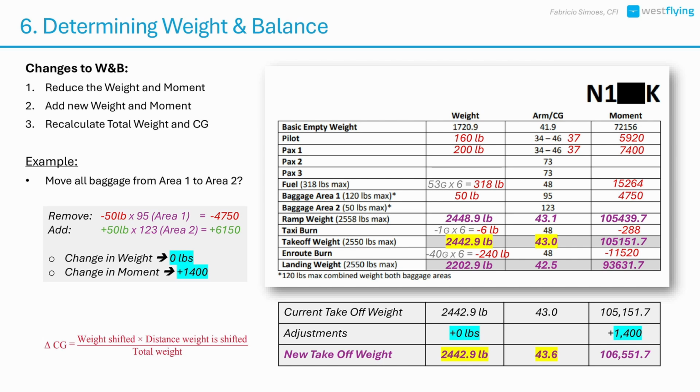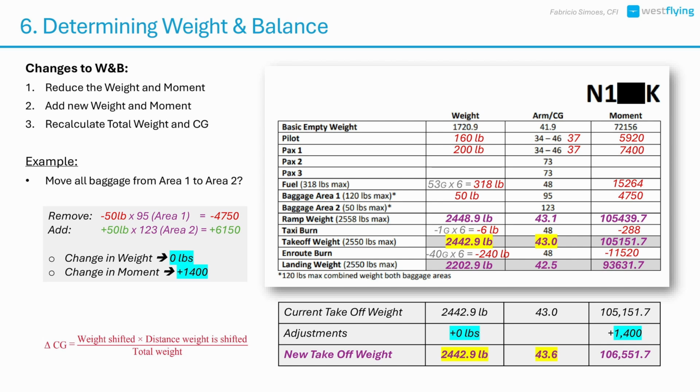You can just make the necessary adjustments. Here's how to do it. First, remove the baggage weight and calculate its corresponding moment. That would be the negative 50 pounds located at the 95-inch arm. Next, add the weight back at the new station in the 123-inch arm and calculate the new moment. Now, add up the removed weight and the added weight, which in this example results in 0 since there was no total change in weight, and do the same with moment. In this example, the moment increased by 1,400 pounds.